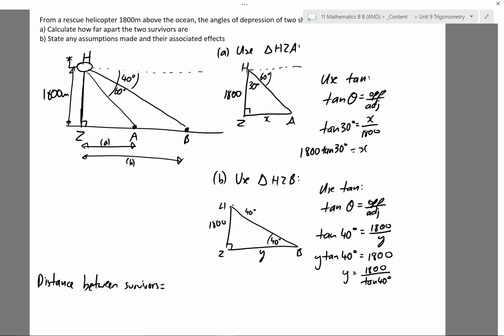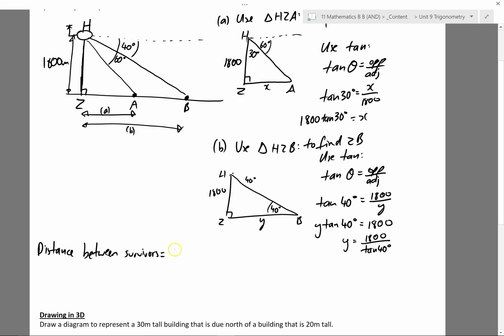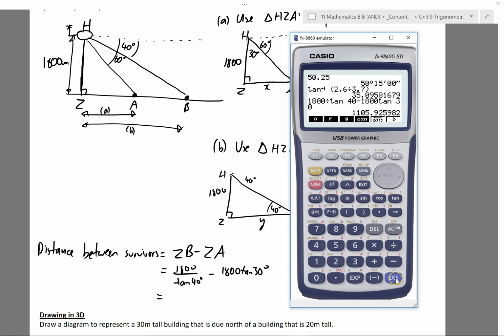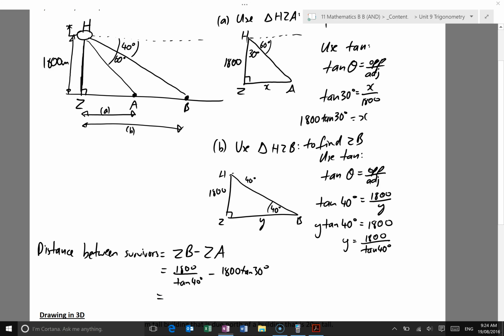The way we can, I guess, refer to things is in here I can say to find ZA, and this is to find ZB. So now that I want the distance between survivors, I can say it's ZB minus ZA, just to refer to those distances a bit clearer. So 1800 on tan 40 minus 1800 tan 30. Okay, and calculate it from there. Put it all in at 1105.93 meters.